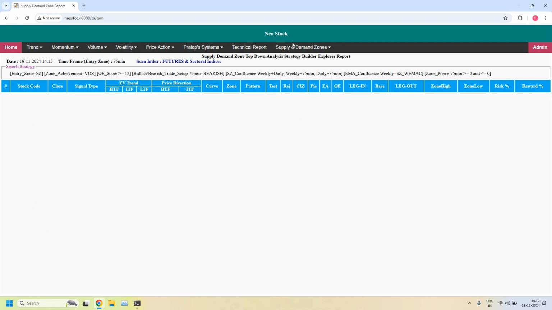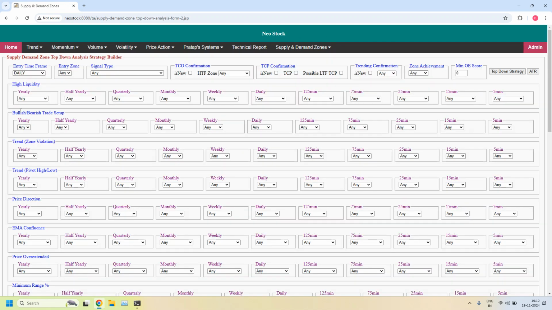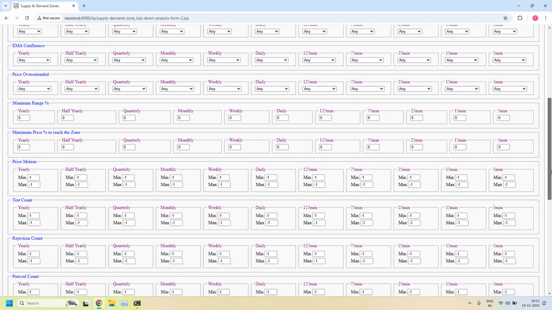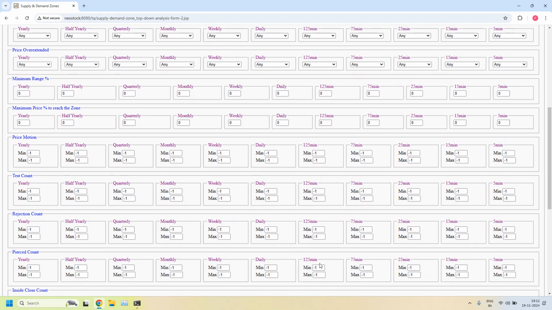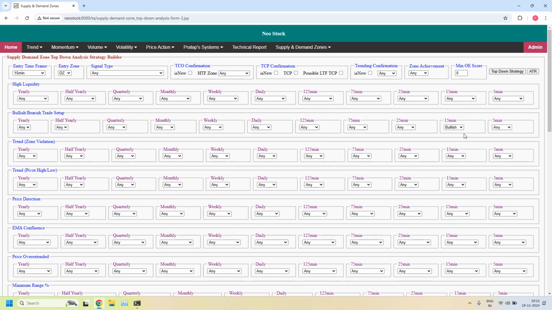Okay, next let us look for bullish trade setup for daily income trade. For daily income trade, entry time frame is 15 minutes, entry zone, demand zone. In bullish or bearish trade setup at 15 minutes, I am selecting bullish. The 15 minutes demand zone should not be pierced. So in the pierced count at 15 minutes time frame, I am setting minimum value 0, maximum value 0. Zone achievement is violated, opposing zone. Minimum odd enhancer score is 12. All the 3 filters are applied to 15 minutes demand zone.